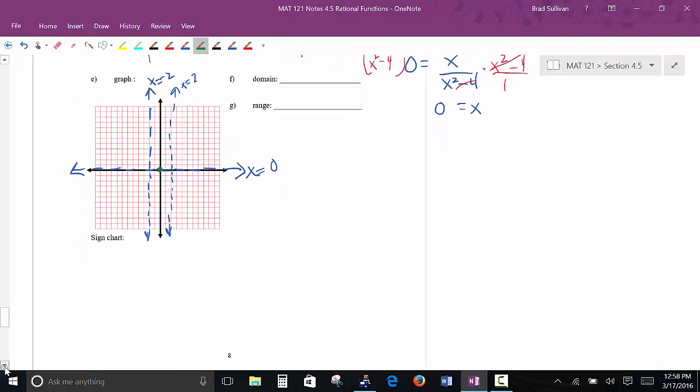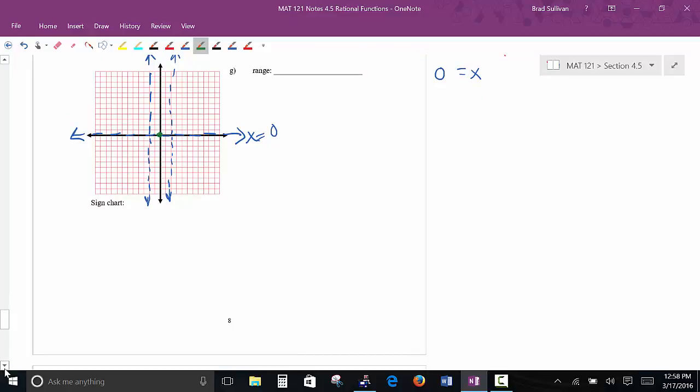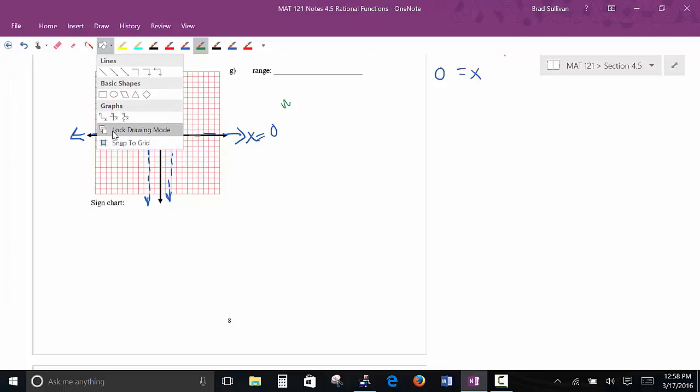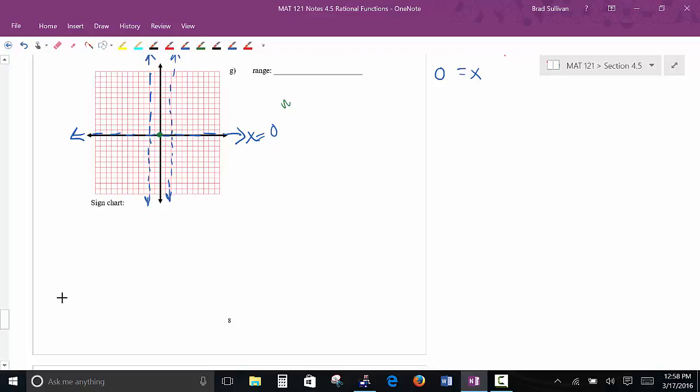Okay, now I'm going to go down and we're going to do this sign chart next here. Let's go through and put together our sign chart. So just draw a line. You always just go through and draw a line when you're doing a sign chart, and you're analyzing if the graph's above or below the x-axis.